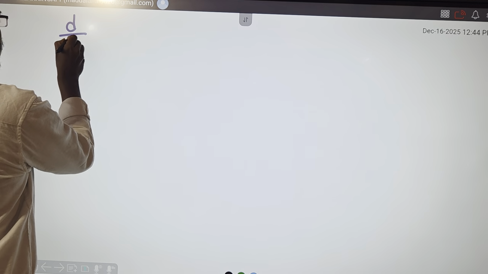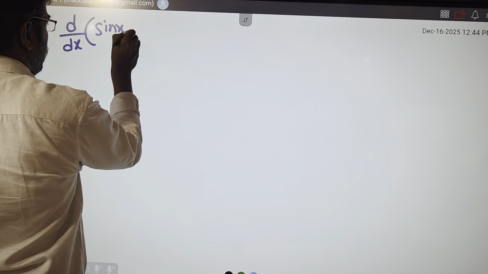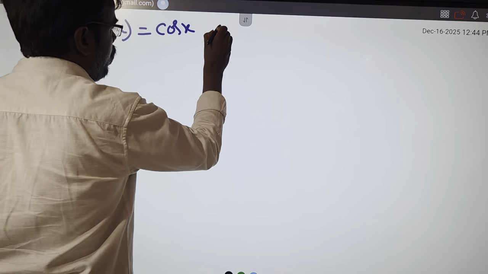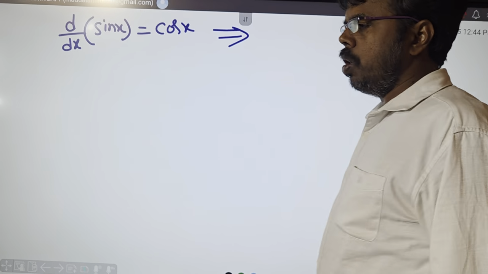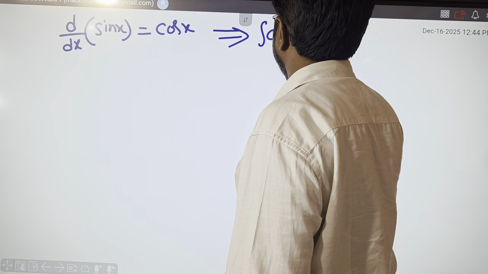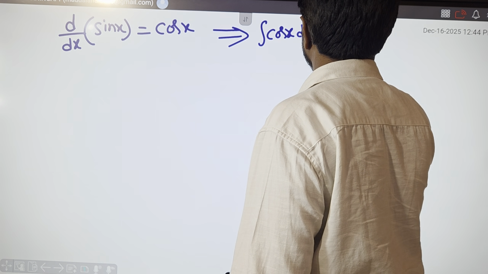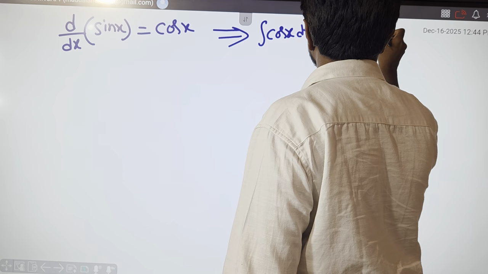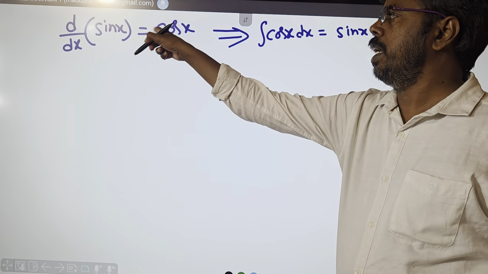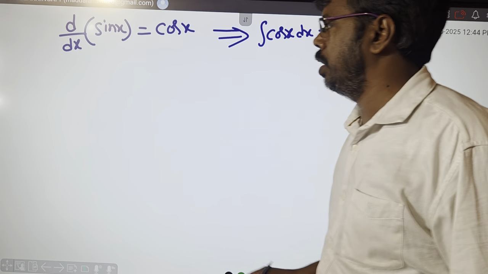First of all, d by dx of sin x. d by dx of sin x equal to what? Cos x. We know. From this we can derive the integration, the antiderivative. Antiderivative means integral cos x dx equal to what? Sin x plus c. That's all. Cos x is the derivative of sin x, so we can take integral cos x dx equals sin x plus c.